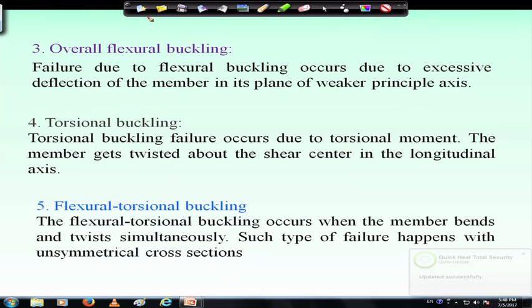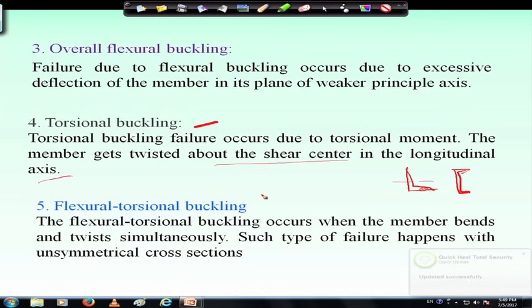Then another failure may come due to torsional buckling. Torsional buckling failure occurs due to torsional moment. The member gets twisted about the shear center in the longitudinal axis. So, torsional buckling may occur in the case of an angle section or channel section, depending on the type of load. The load will be compressive, but depending on where it is acting, whether on the member axis or at the CG, torsional moment will come into picture, and because of that torsional buckling may occur.